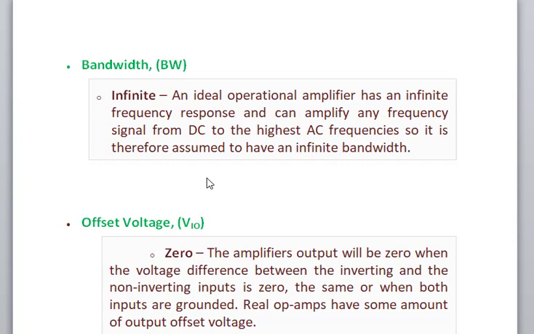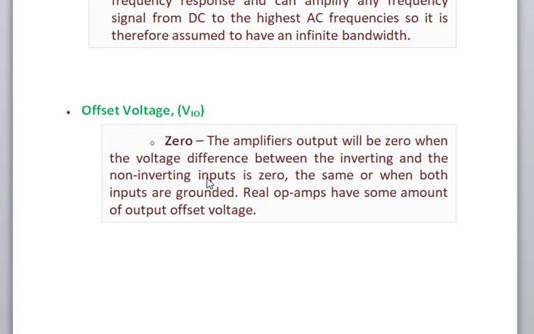The operational amplifier is used to construct an amplifier. The graph is drawn between the frequency and the gain. In this characteristics graph, we get a very large bandwidth from the lower cutoff frequency to the higher cutoff frequency. It has an infinite frequency response and can amplify any frequency signal from DC to the highest AC frequencies. So its bandwidth is infinite.